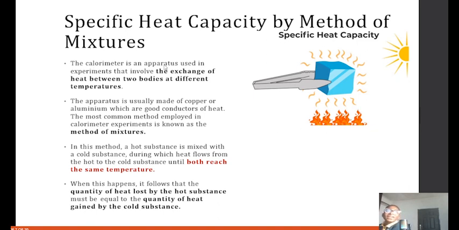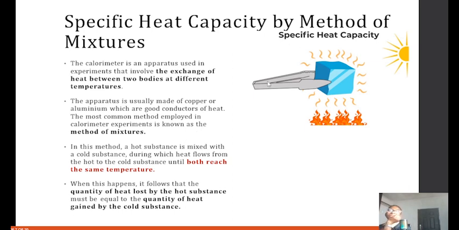Let's read it. The calorimeter is an apparatus used in experiments that involve the exchange of heat between two bodies at different temperatures. That is a calorimeter. The apparatus is usually made of copper or aluminium, which are good conductors of heat. The most common method employed in calorimeter experiments is known as the method of mixtures. Yes, the method of mixture.